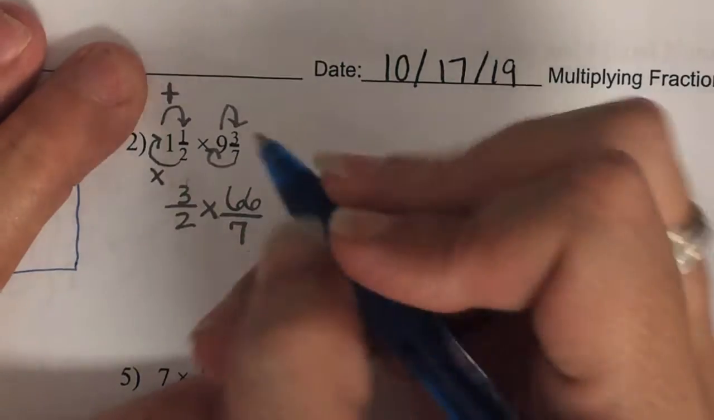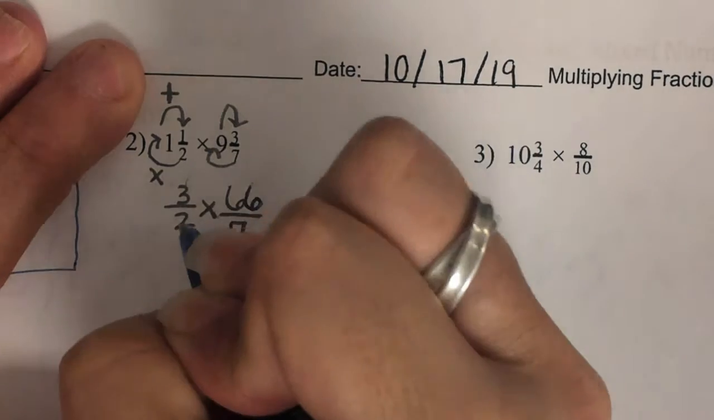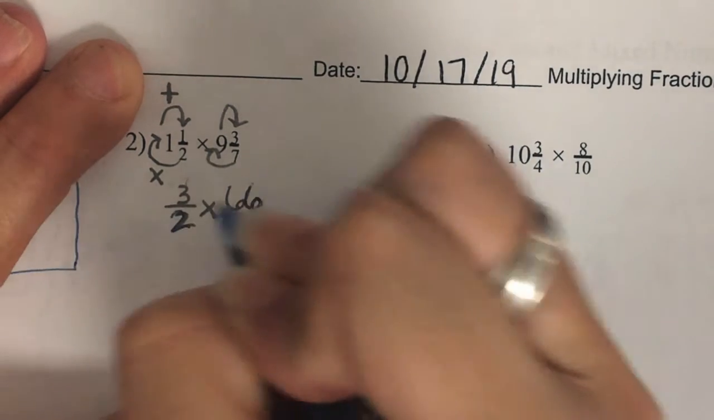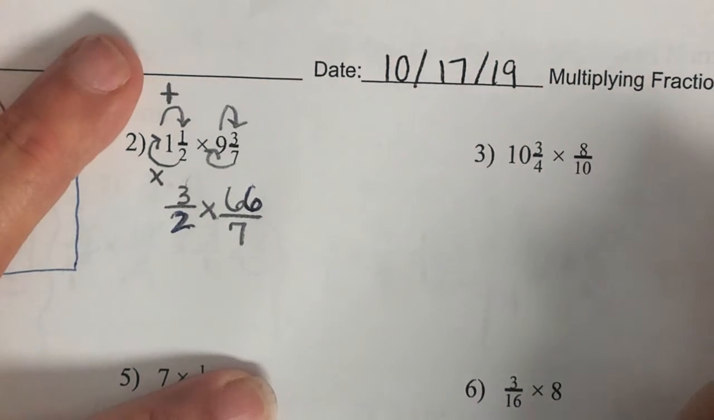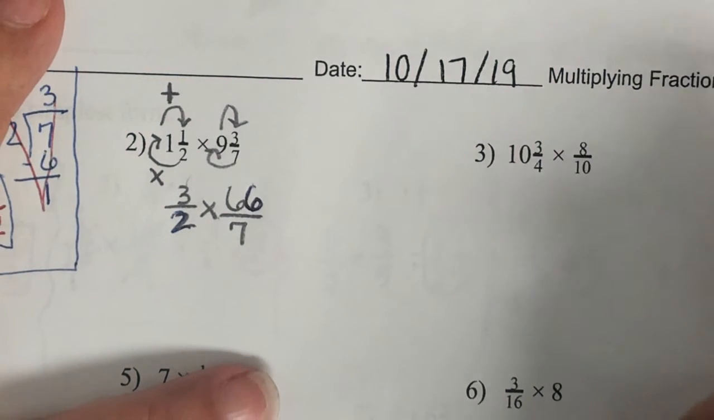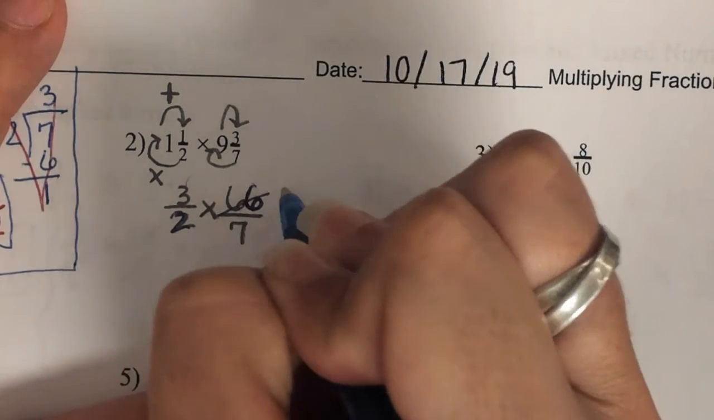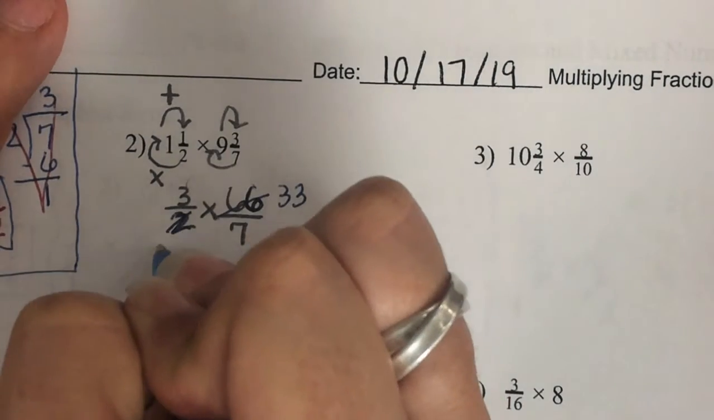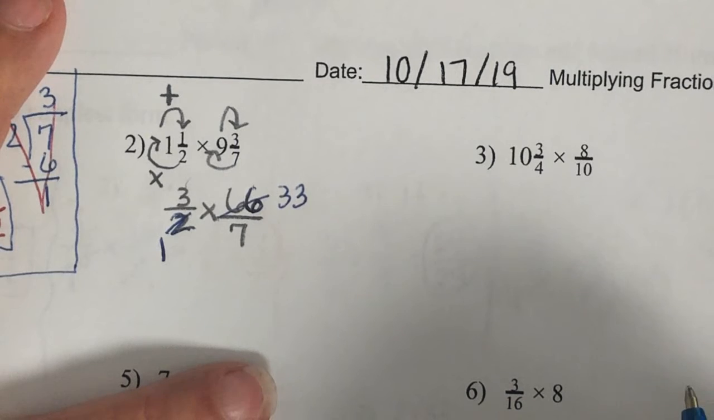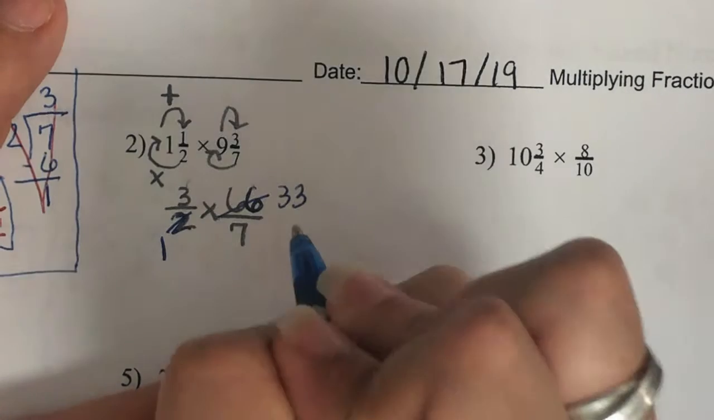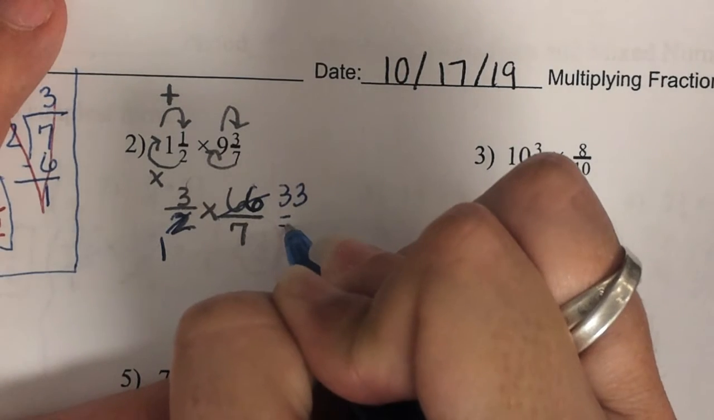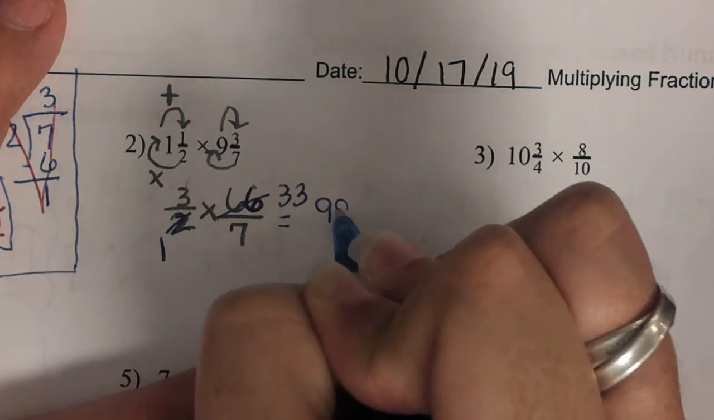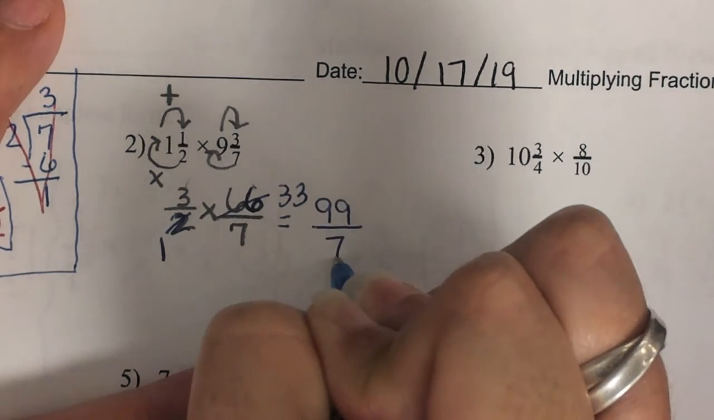Listen, this is even, and this is even. And it's a top and a bottom. So we can divide by 2. So, 2 into this makes it 33. If I do a top, I got to do a bottom, so that makes it 1. 33 times 3, 99 over 7.